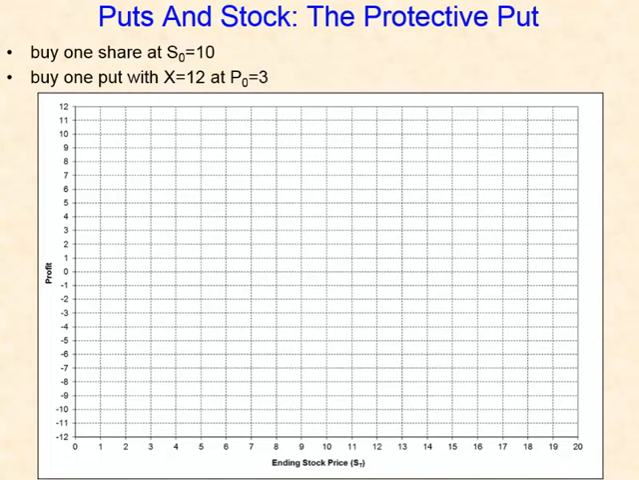So let's plot the profit from a protective put. We're going to buy a share of stock at a price of $10, and we're going to buy one put option with an exercise price of $12 and a premium of $3. I'll plot the profit from the stock in green here. We know that if the ending stock price is equal to our initial stock price, we make zero profit on the stock. Same line we drew on the prior diagram.